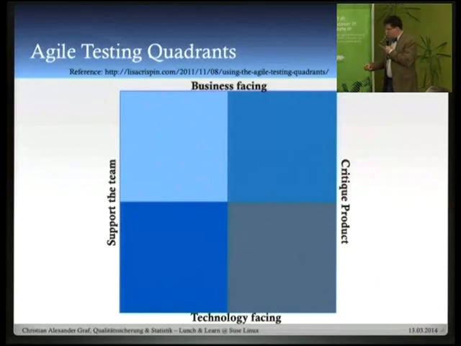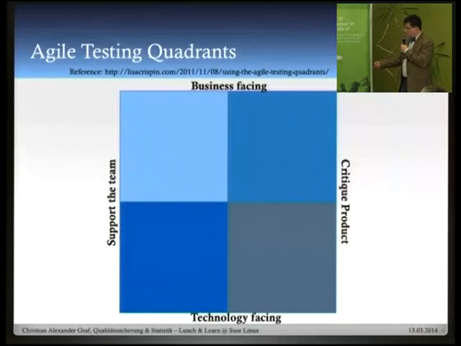And the last one is technology facing. It's toward your technological quality attributes, like for instance performance. So here you test the technology that you're using, which is very important for server business. So many of your tests will be, I assume, technology facing.